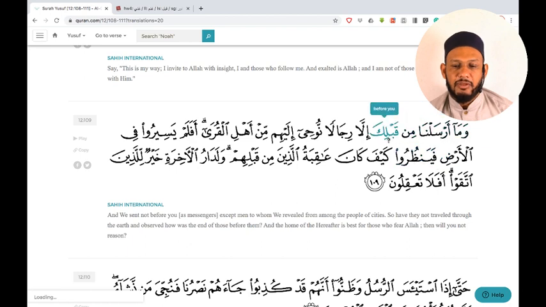وَمَا أَرْسَلْنَا مِنْ قَبْلِكَ. Can see ka. Qabl means before, ka means you, one male. كيف كان عاقبة الذين من قبلهم. Whom or him means them.